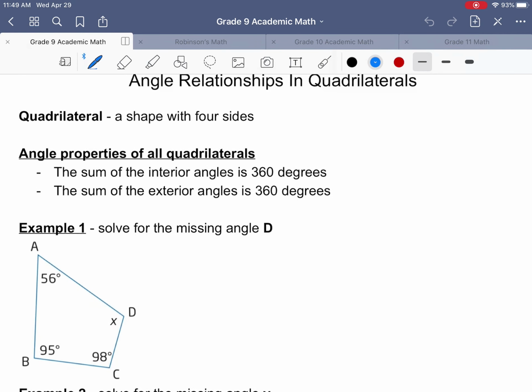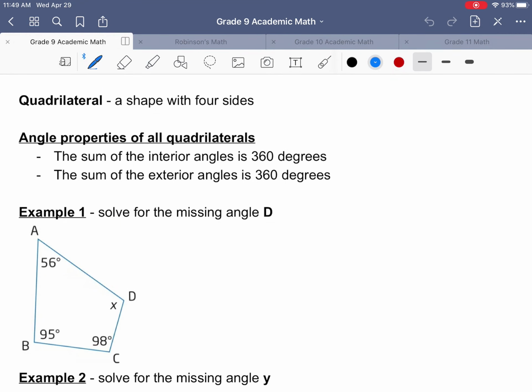So example 1, we're going to solve for missing angle D. So we have A, B, C, and D, and we also have here an X indicating angle D as well. So all of these interior angles need to add up to 360 degrees. So we can write it as angle A plus angle B plus angle C plus angle D is equal to 360. Now sometimes your angles aren't going to be labeled at all, you won't need to do this.